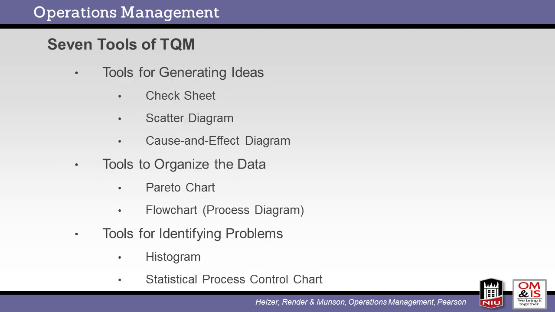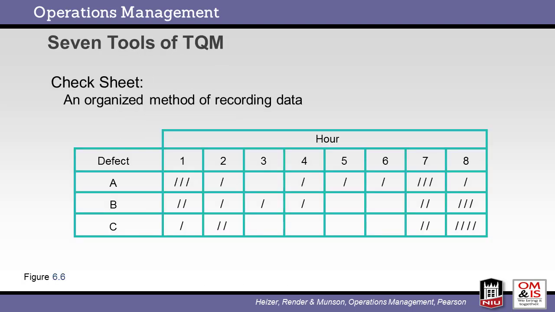Next, we look at the tools used to support total quality management. These tools are used for brainstorming, data analysis, and identifying problems. Each of these tools will be discussed in further detail. The first tool is the checklist. This is a tool used to collect data regarding a product or process. This example is a tick sheet capturing defects by type over time.